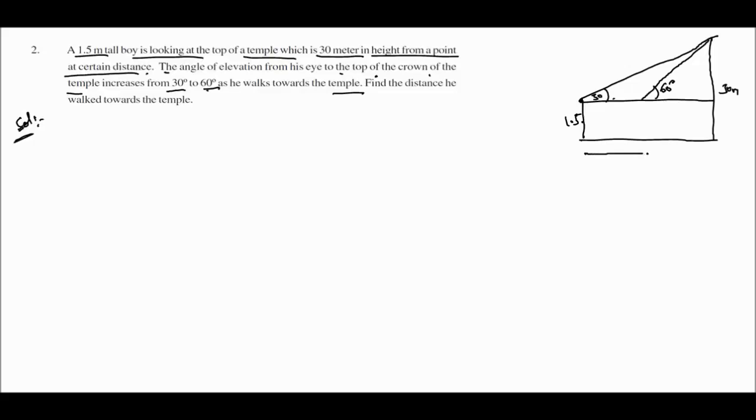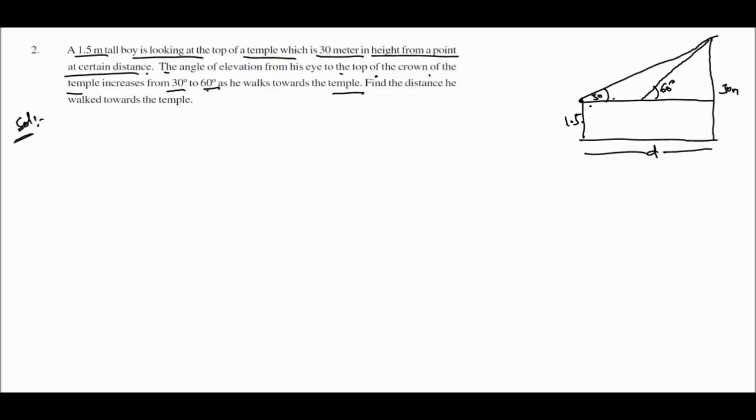So the height of the temple here will come like this. This is 30 meters height, and this is the distance. So he is here, and his height is 1.5 meters. From here it is 30 degrees, and here, as he comes closer, it is 60 degrees. This is the total distance here.